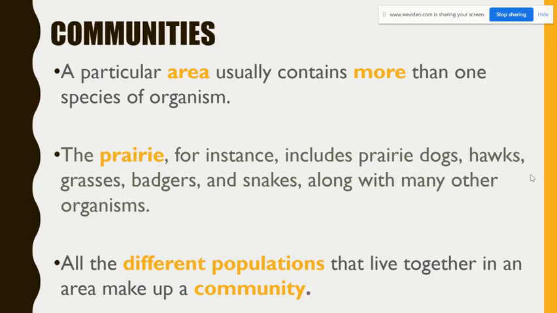So the prairie includes prairie dogs, but it also has hawks and different types of grasses. There are badgers and snakes, and there are even many other different types of organisms. So all those different populations, or all those different species that live together, make up a community. Now, a community is still looking at the species and those living organisms that are all together.